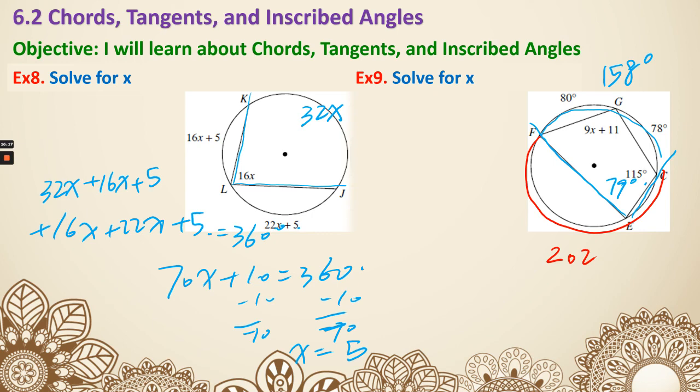But still not fully done because we need to solve for x. This angle is facing the angle we just solved for. So that means 9x plus 11 is going to be half of 202, which is 101. And 9x is going to be equal to 90, so x is going to be 10. And that is example 9, and that concludes everything for 6.2. Thank you.